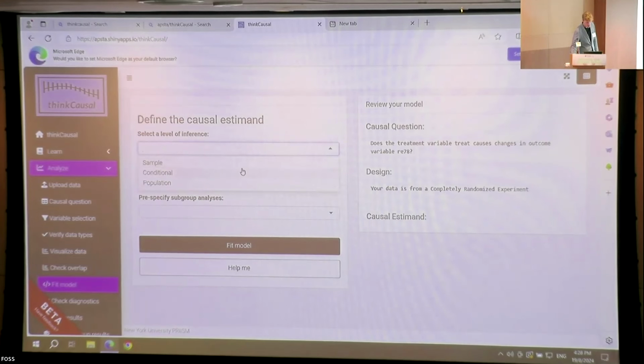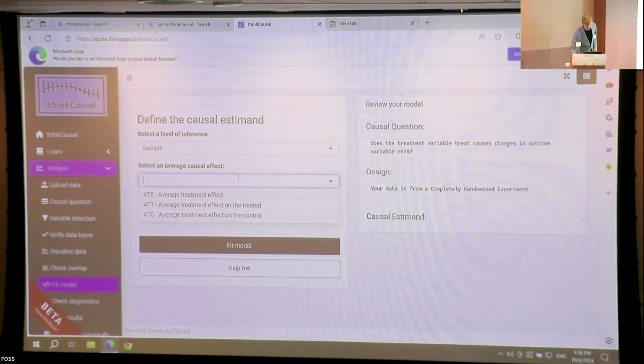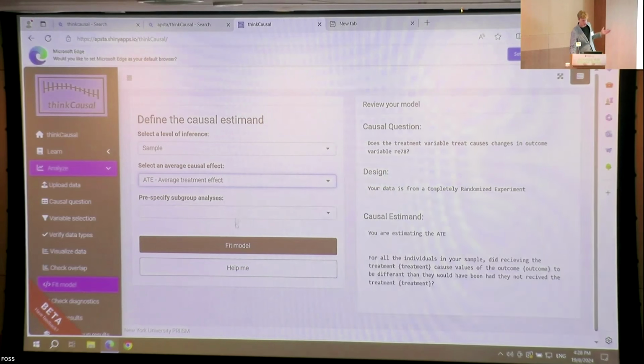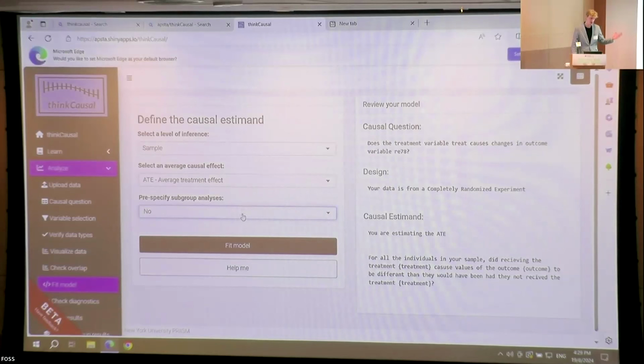And then I'm just going to plug in a few things. Beyond the scope of today's talk, there are different types of average treatment effects, and they're called sample, conditional, and population. Here, I'm just going to focus on the sample. Right now, this is not something you should worry too much about. I want to estimate the average treatment effect, and I don't want to specify any moderators. I don't have any theory to suggest a specific moderator, so I'm not going to worry about it.